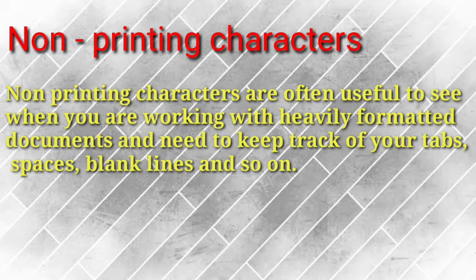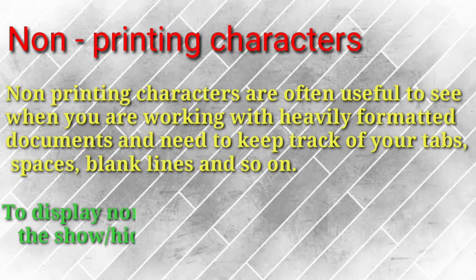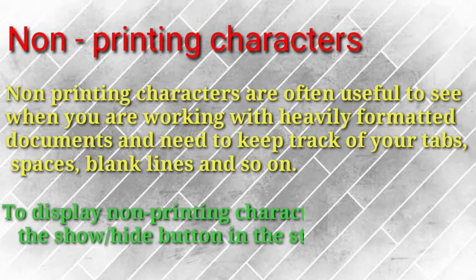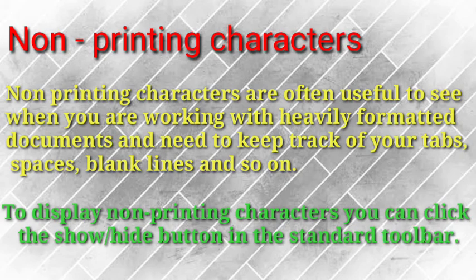Suppose you are creating a document and you are pressing the tab, the space bar, providing blank lines. You want to check how many blank lines and how many spaces you have provided. So you can switch the non-printing characters button on with the help of the show hide button, which is present on the standard toolbar. It will show you wherever you have pressed the tab, the space and the blank lines. However, these are not printed while taking a printout or a hard copy. It is only seen on the screen. You can show and hide from the standard toolbar.